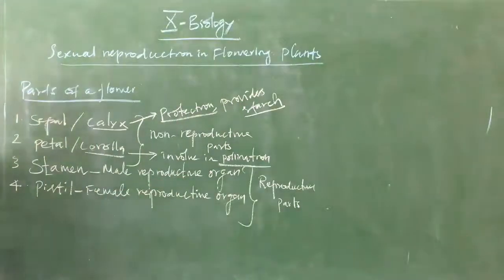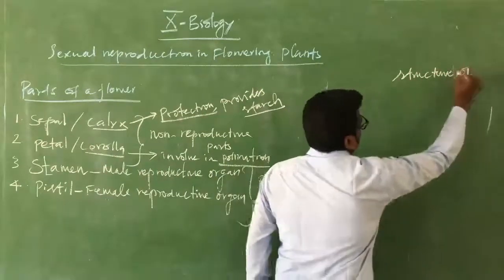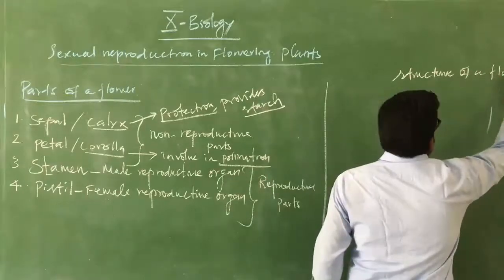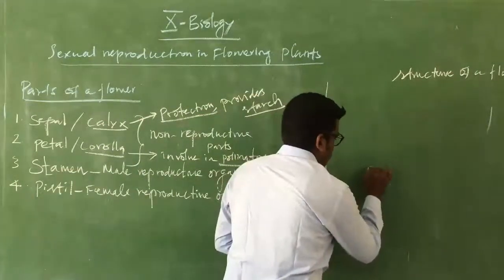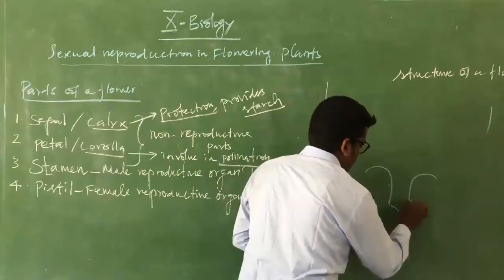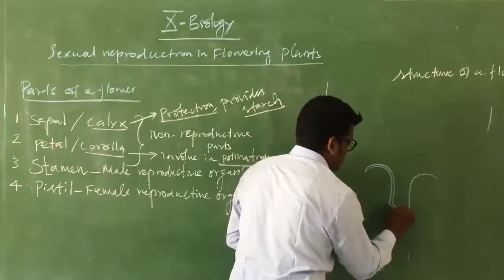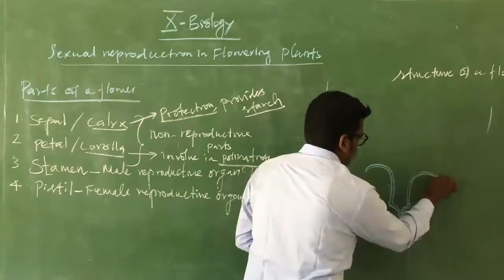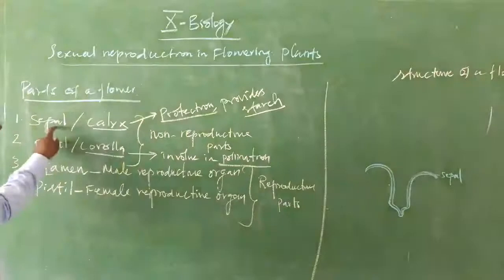These two only are involved in reproduction, not the sepal and petal. So these are the different parts of the flower. Next, the structure of the flower. Okay, the first structure, this is called the sepal, or calyx.